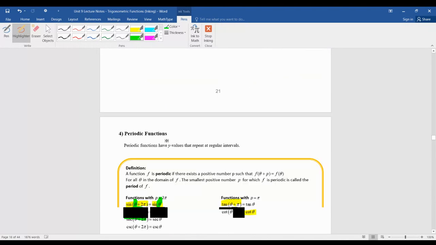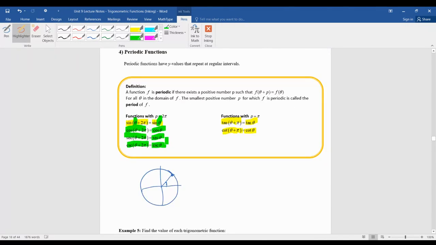Meaning that if we add a pi to some angle theta, then the tangent of theta plus pi is the same as tangent of theta. Same, no difference. Same with the cotangent, because that's a reciprocal of tangent.